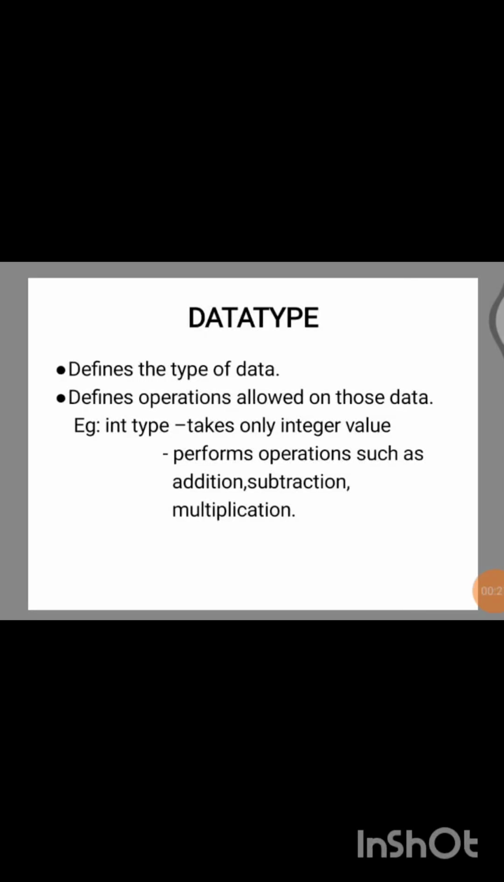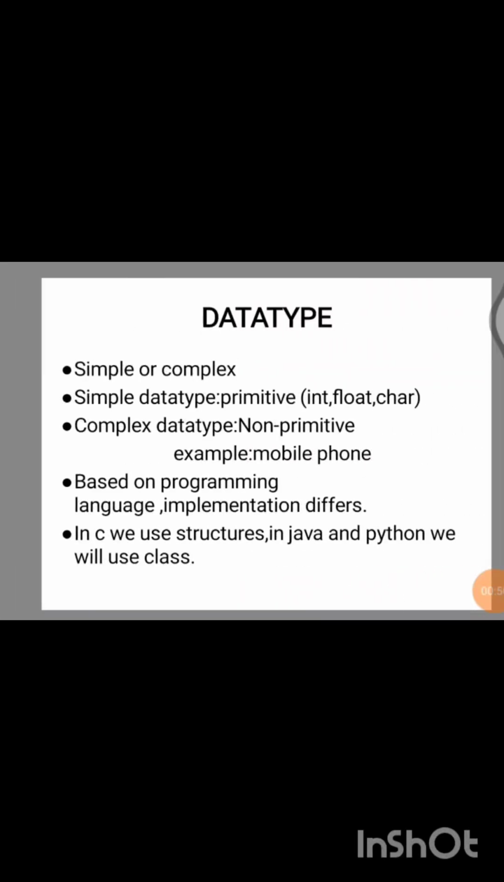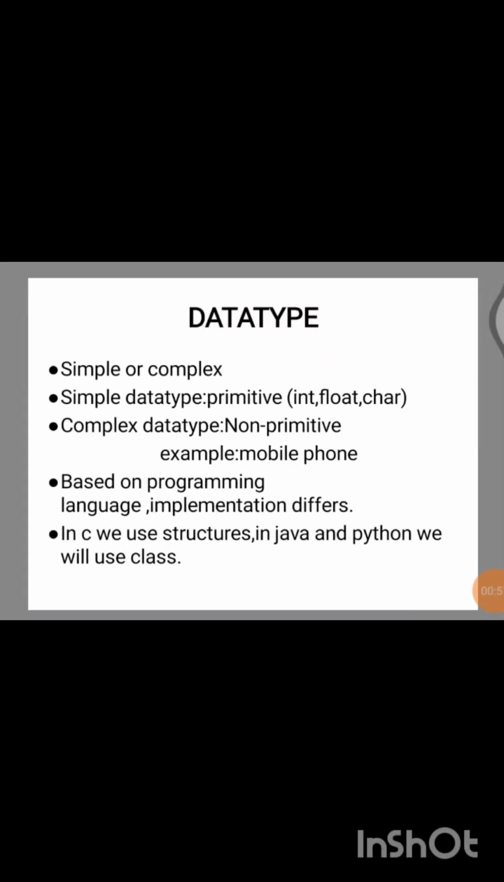Data types do two things. They define what data you are working with and the associated operations. For example, if you consider integer values, we can do addition, subtraction, like that. If you are taking string values, you can do operations such as concatenation, copy, like that. A data type can be further classified into simple data type and complex data type. Simple data types include integer, float and character data types.